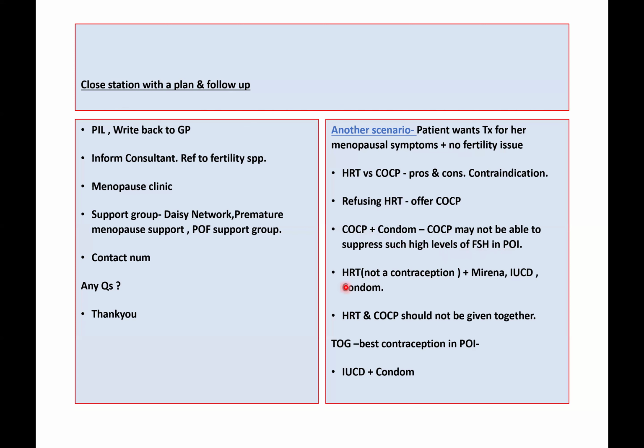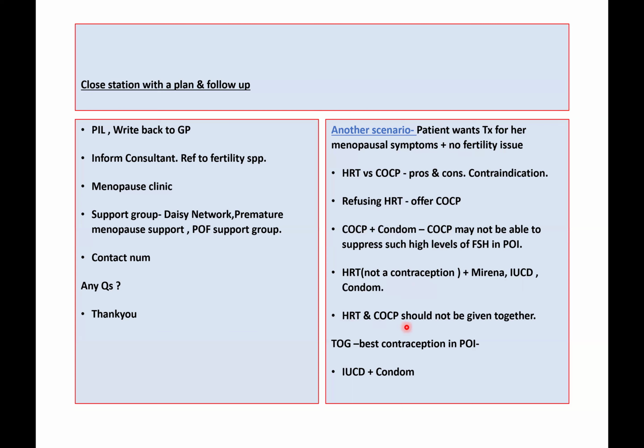If she is taking HRT and she doesn't want to have a baby, you have to tell her that HRT is not a contraception. With this, we will offer you some contraception, like devices which can be inserted inside your womb, a hormone-releasing device, Mirena, or the copper device, and condoms. Okay, then the pros and cons, and which one would you like to prefer? Okay, with the condom, STI risk will be less.